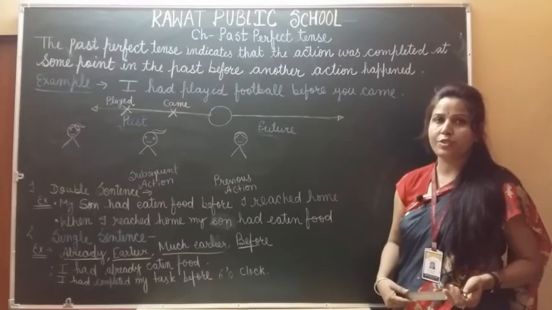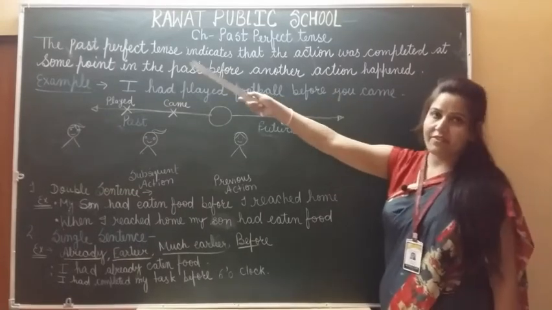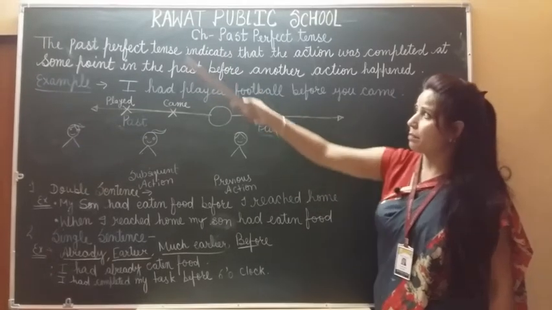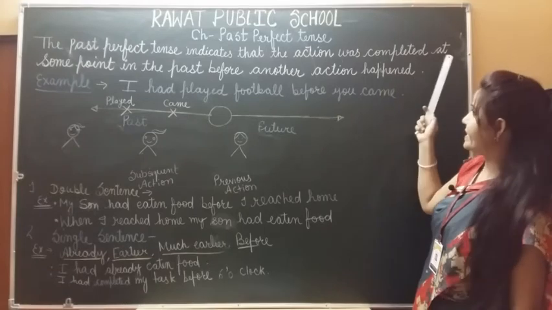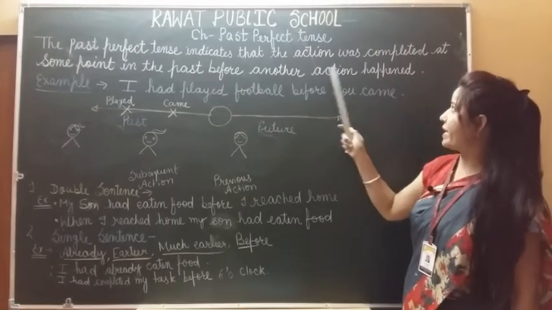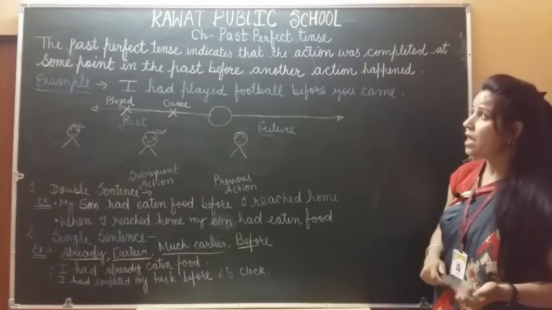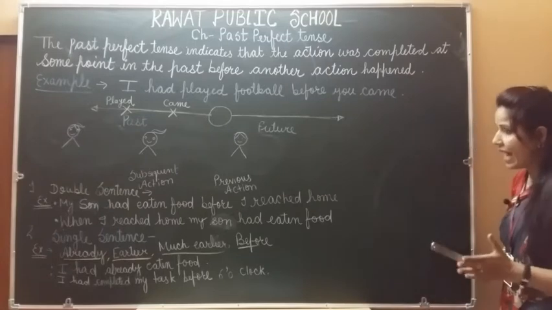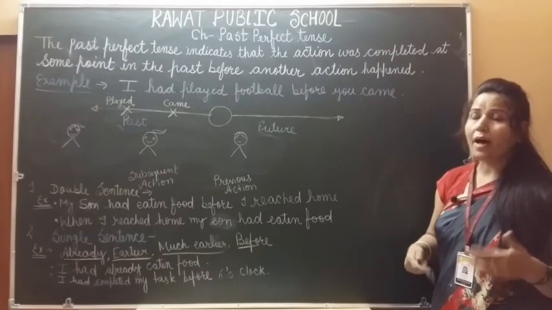Today I am going to teach past perfect tense. Okay, so let's see the definition of past perfect tense. The past perfect tense indicates that the action was completed at some point in the past before another action happened. So what is the definition of past perfect tense? Past perfect tense is an action that was completed before any other action in the past.